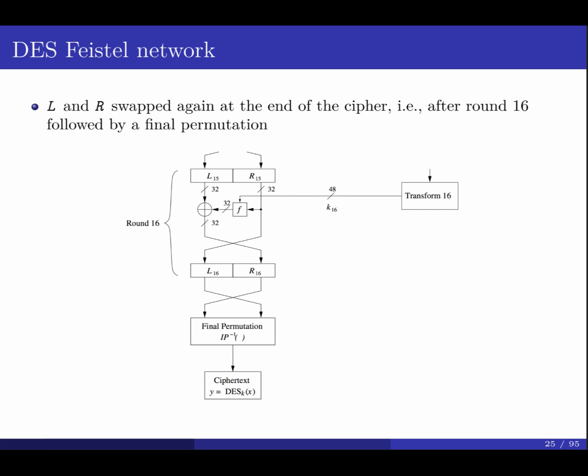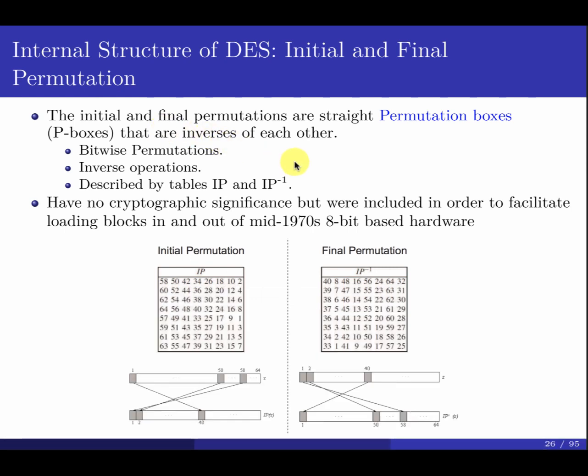Okay, so let's take a look one at a time. What's inside the initial and the final permutation? If you take a look here, we have straight permutation boxes where they inverse each other. So for the first one, you take the input message and permute it based on this table. Those tables are fixed. They are not changed. Those tables are inverse to each other.